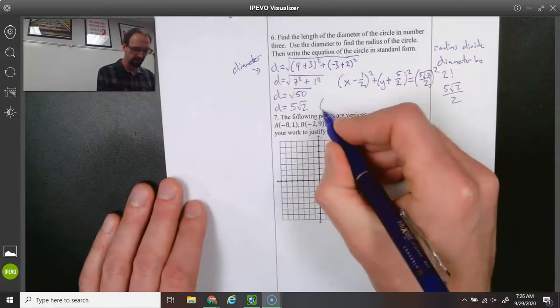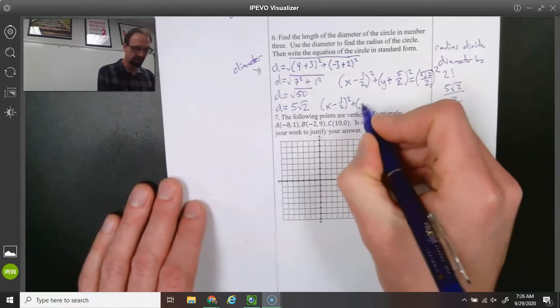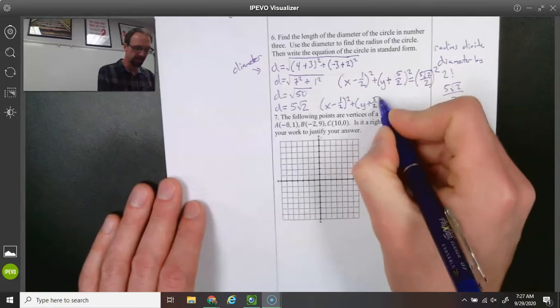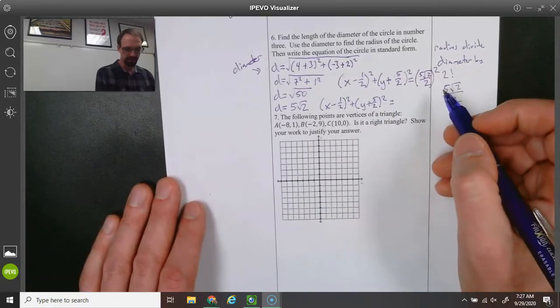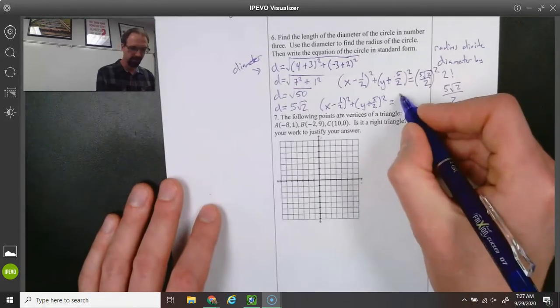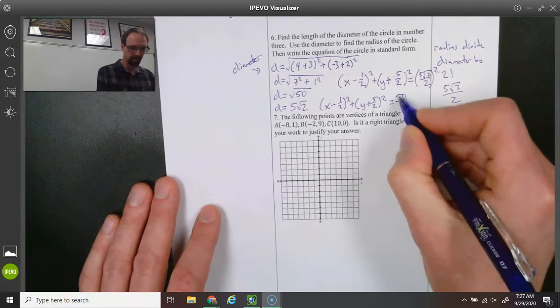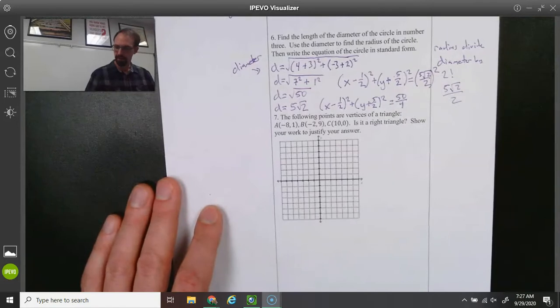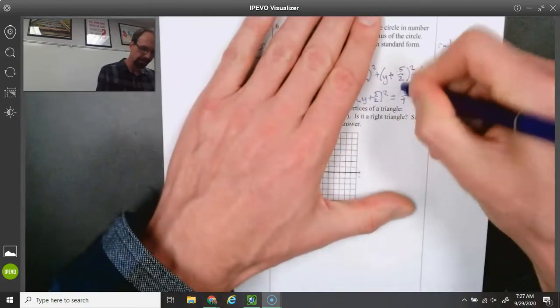When we get done with this one, we have x minus 1/2 squared plus y plus 5/2 squared equals 25 times 2 is 50, 50 divided by 4. That reduces, I think, just by 2, though. Yeah, so that's going to be 25/2.